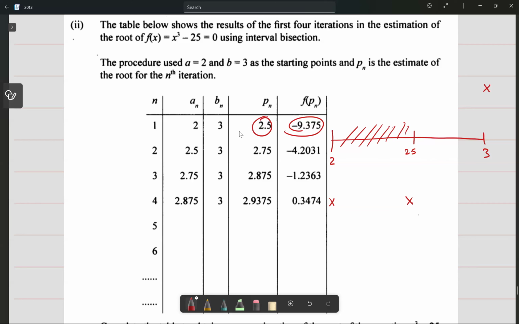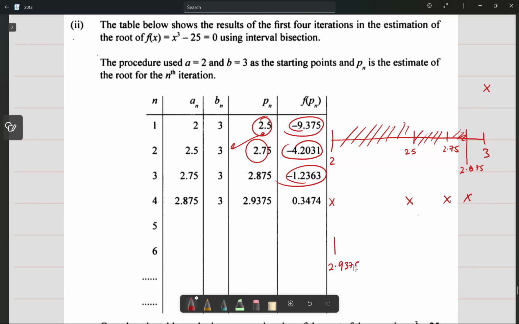So then they find a number that is between 2.5 and 3, which is 2.75. They tested it and they got a negative number. So where is the root? It's between 2.75 and 3, so it's not in this region. They keep repeating the process. So here, which is 2.875, they tested it, they got a negative number, which means it's not in this region. Now I'm going to take a zoom up. I'm going to start at 2.9375.